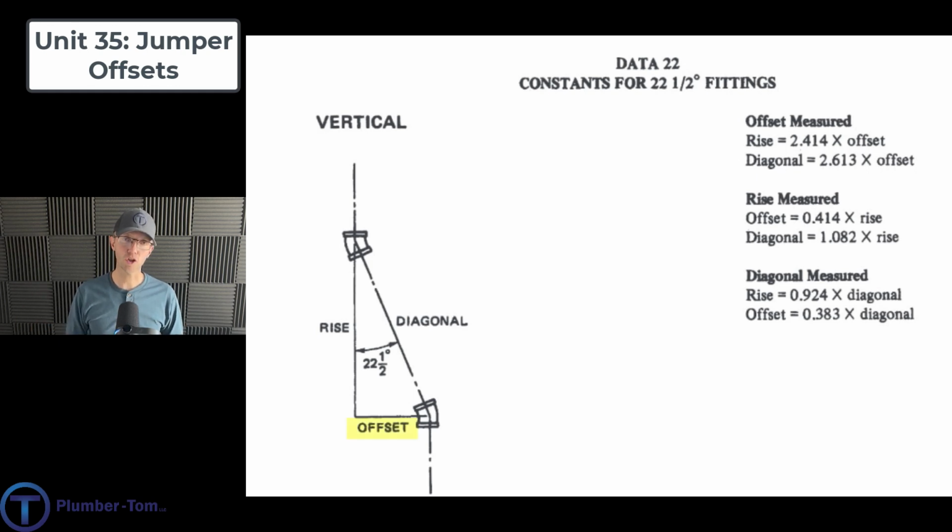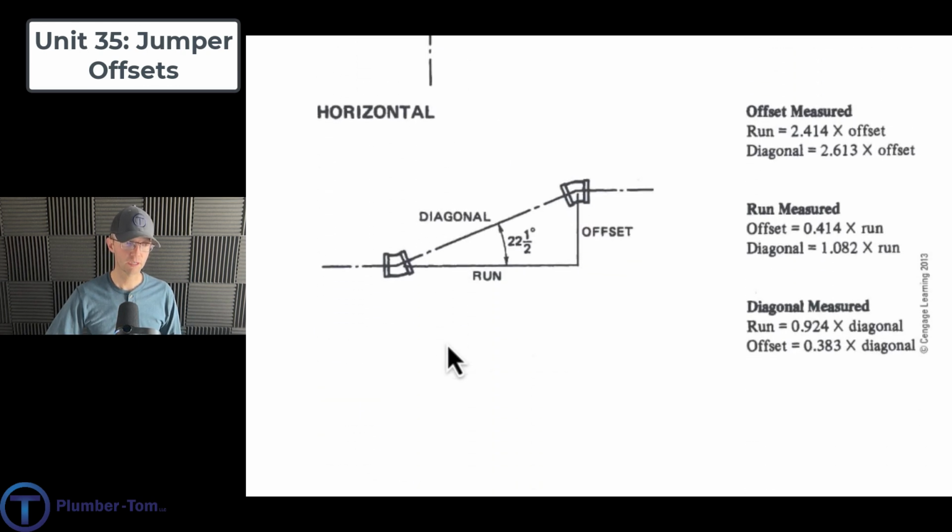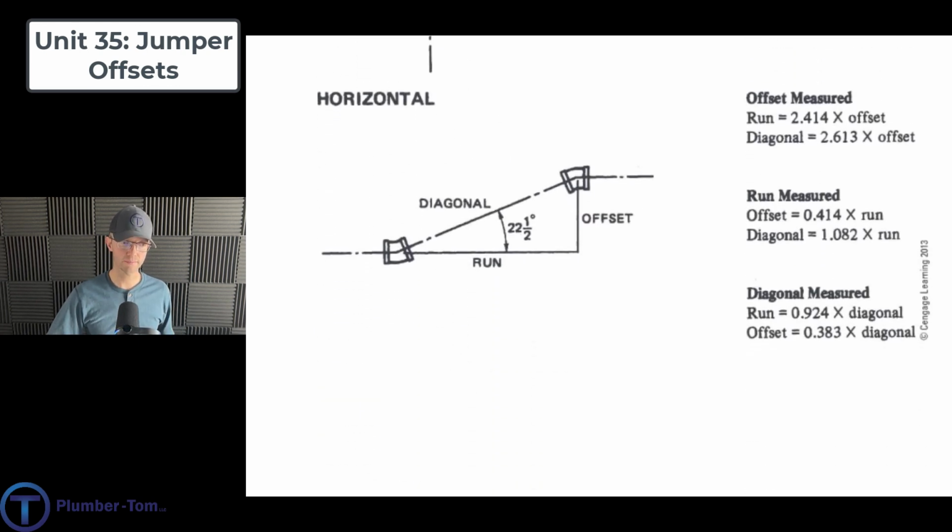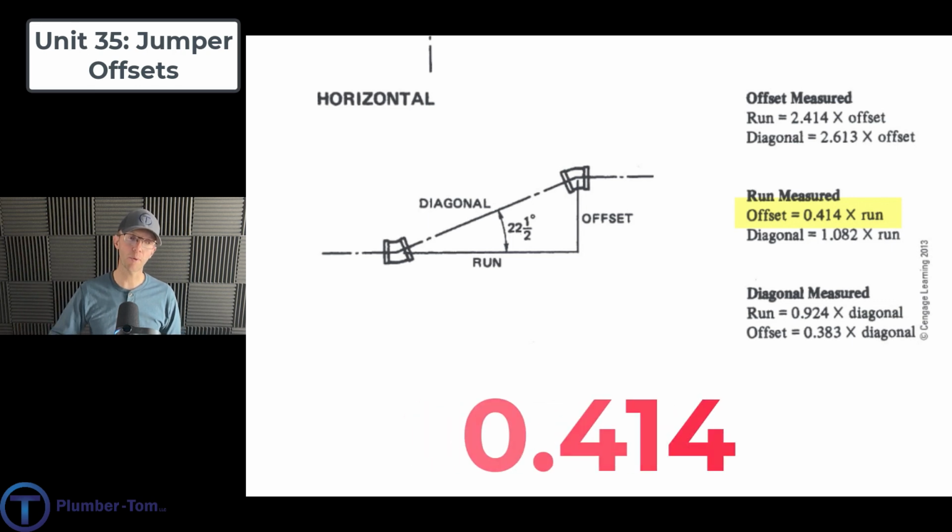Let me point out on this triangle, we have several things going on. We have the offset, that's the short side. The rise, it's a little bit longer, and then the diagonal. Now, if I know what the rise is on this triangle, or let's look at the horizontal version. Here's a horizontal of the same triangle. We're going to call it the run. If I have the run on this triangle, and I need to know the offset, that's the short piece, I can take the run and times it by 0.414, and it will give me the offset. Is that making sense? Take the run, times it by 0.414, it will give you the offset.